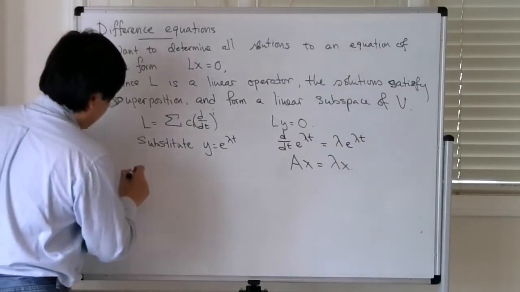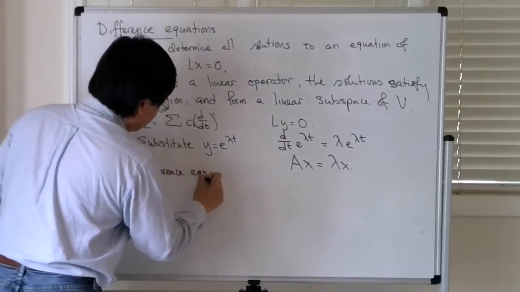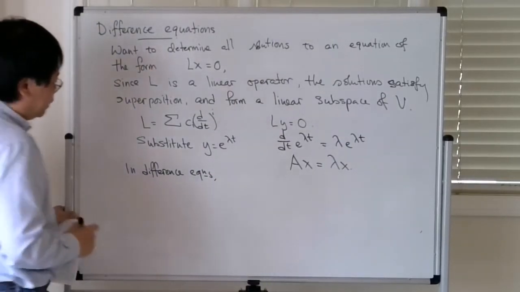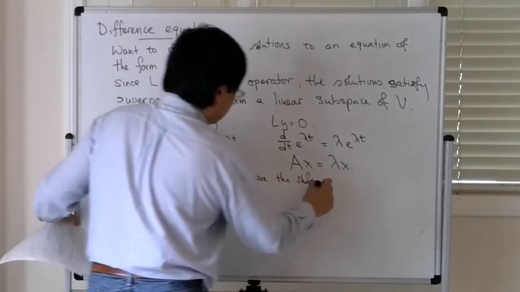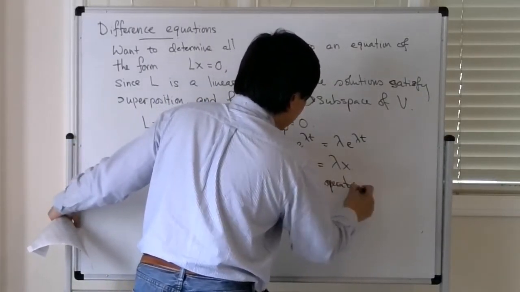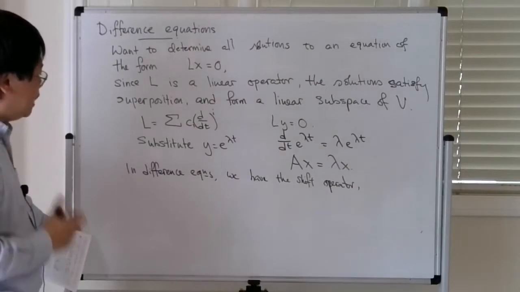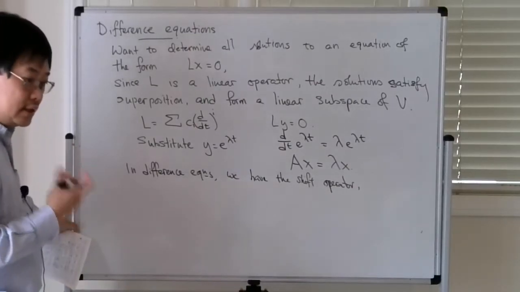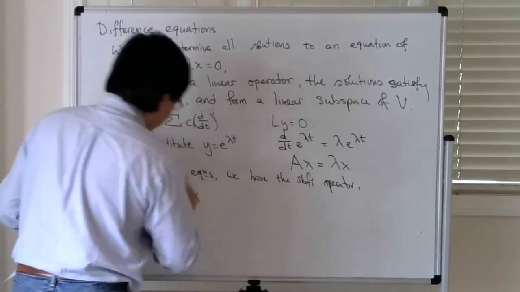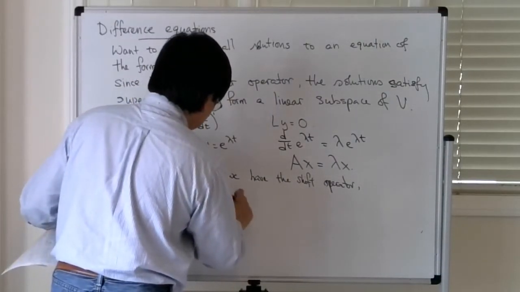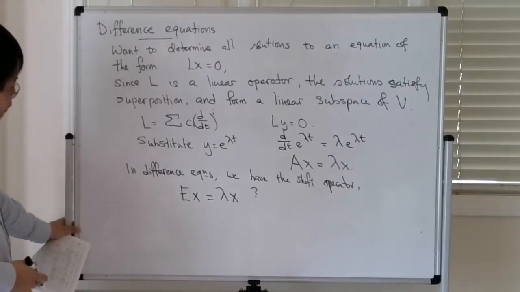Now in difference equations, the basic object which you're working with is the shift operator. It's natural to ask, if you think of the shift operator as essentially an infinite dimensional matrix acting on an infinite dimensional vector, what the associated eigenvector to the shift operator is. If you have E acting on vector x, when is this equal to lambda times x? This is the eigenvalue problem.